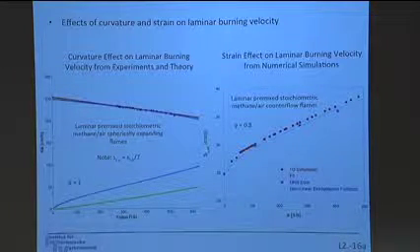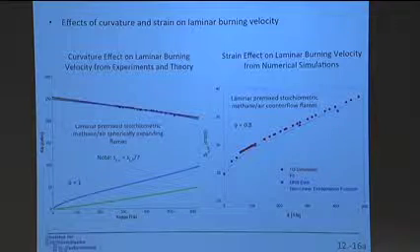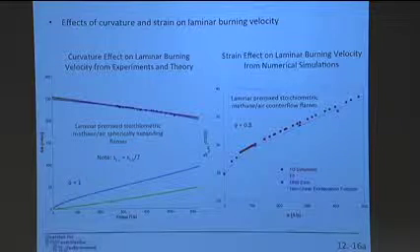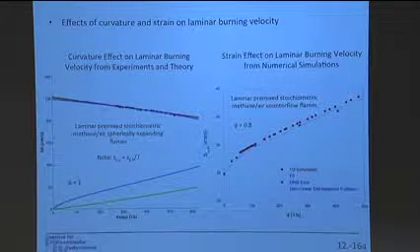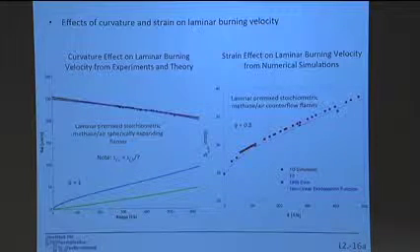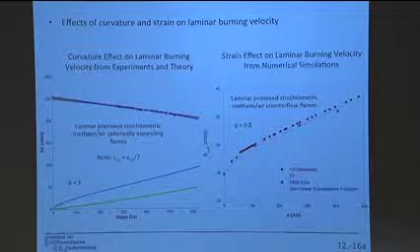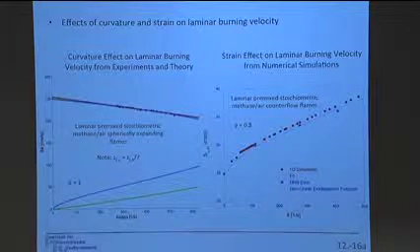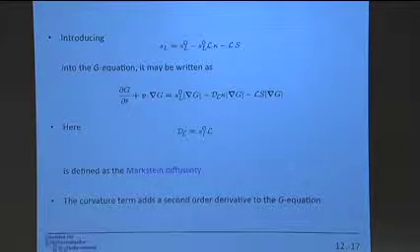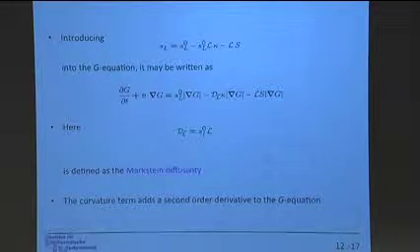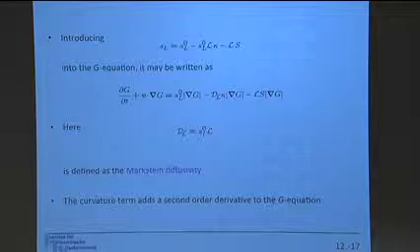You could say, well, if you make the range 5 times as large, you would get 5 times the difference. But both of these are from experiments, and both of these are the ranges you can get in an experiment. So the changes by stretch and curvature are not all at once. They are usually corrections to the laminar burning velocity.